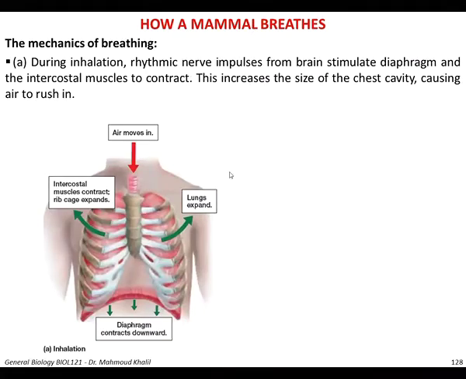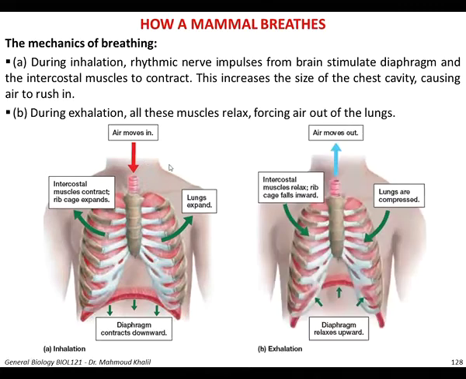Again, you can see here the mechanism of breathing. During inhalation, there are rhythmic nerve impulses from the brain that stimulate the diaphragm, as we said, and the intercostal muscles, or the rib muscles, to contract. This, of course, increases the size of the chest cavity, causing air to rush in. During exhalation, all these muscles are relaxed, forcing the air out of the lung.